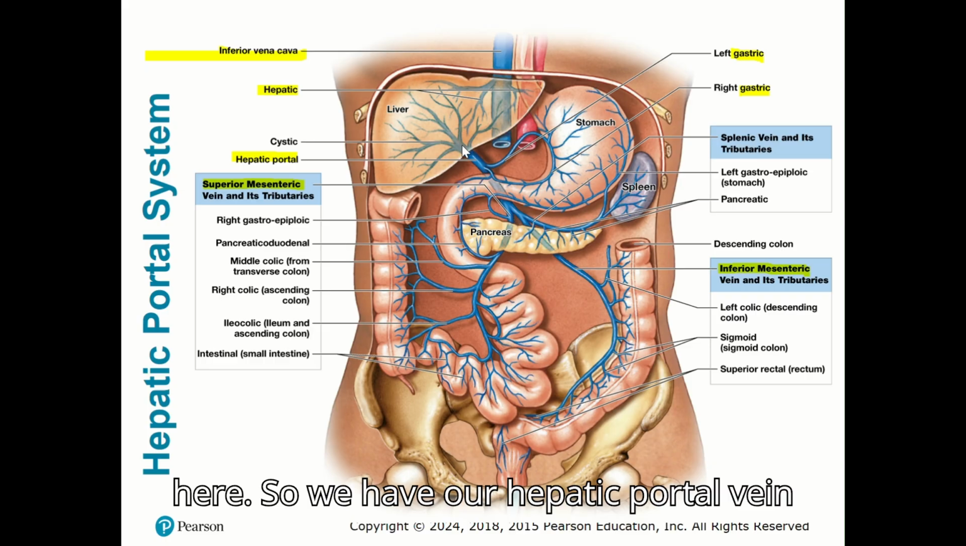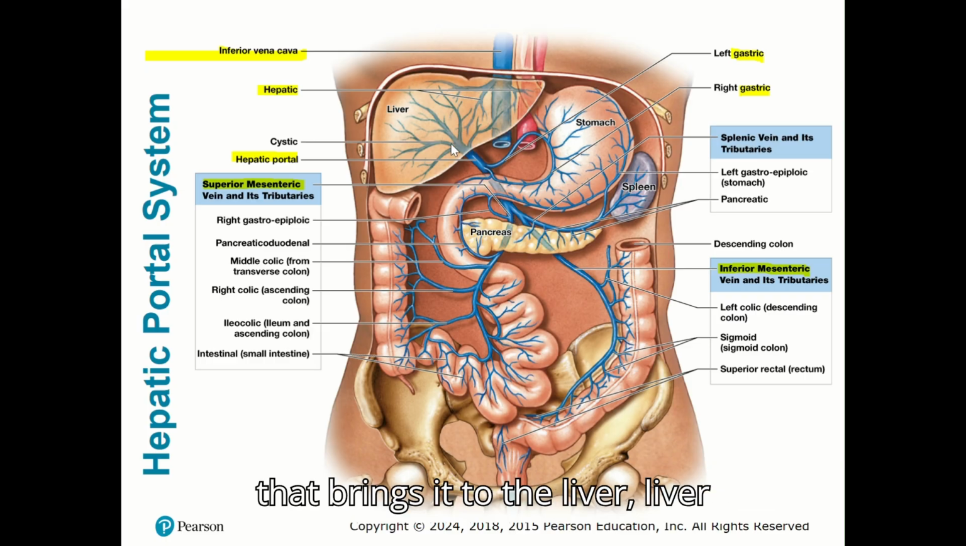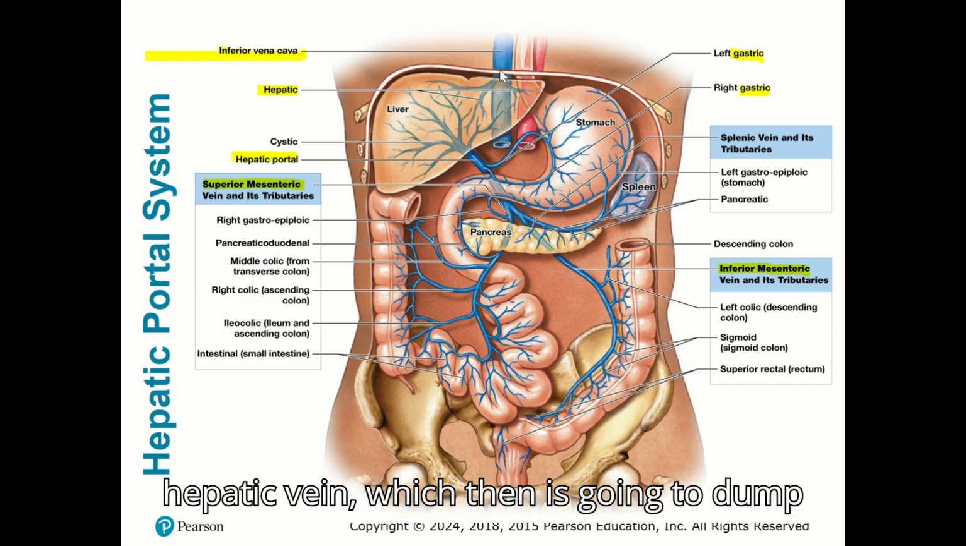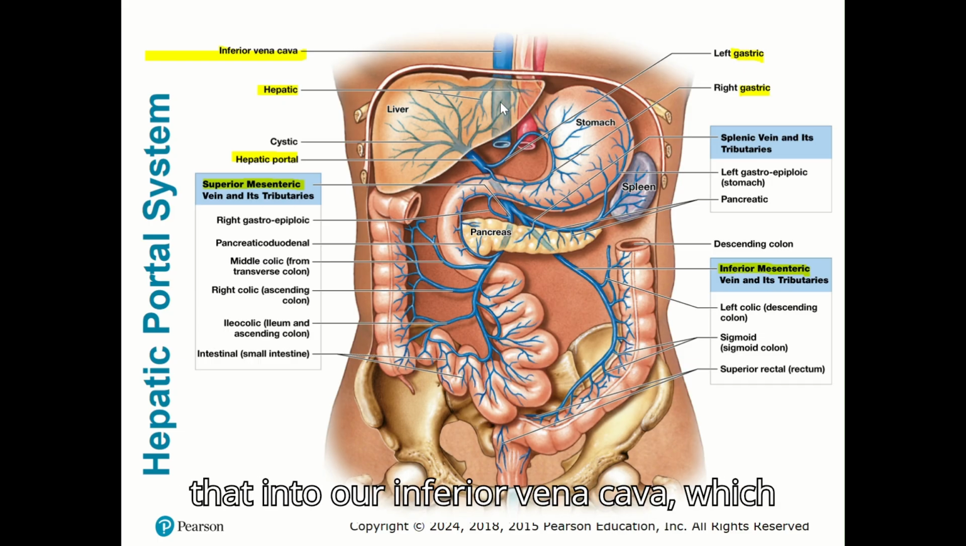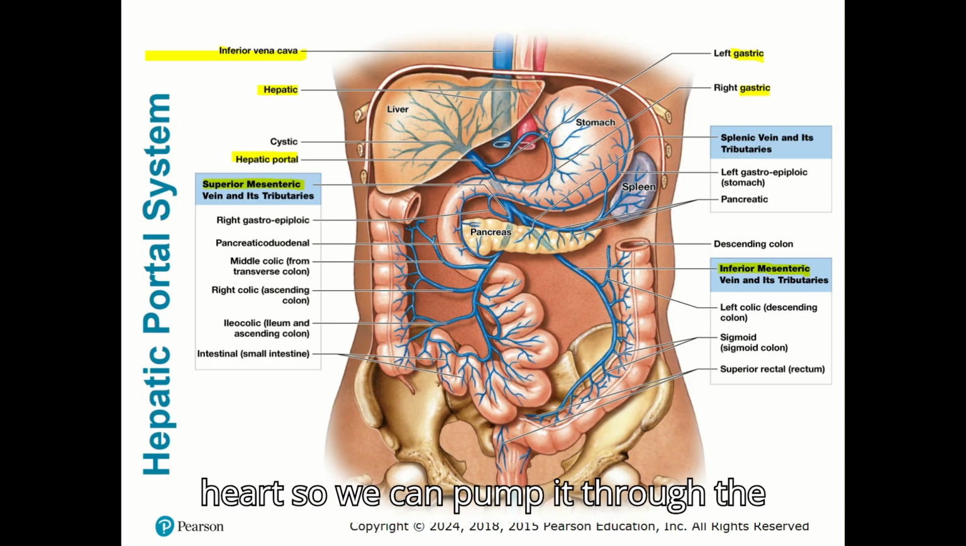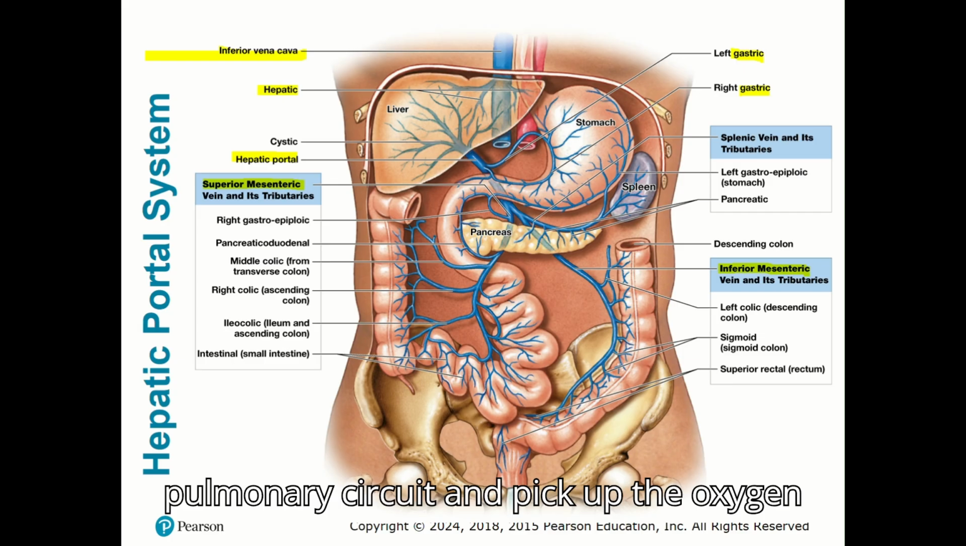So we have our hepatic portal vein that brings it to the liver, which metabolizes it, then we bring it to our hepatic vein, which then is going to dump that into our inferior vena cava, which will bring the good nutrients now to the heart so we can pump it through the pulmonary circuit and pick up the oxygen as well.